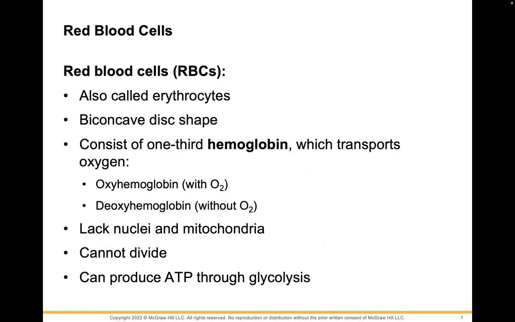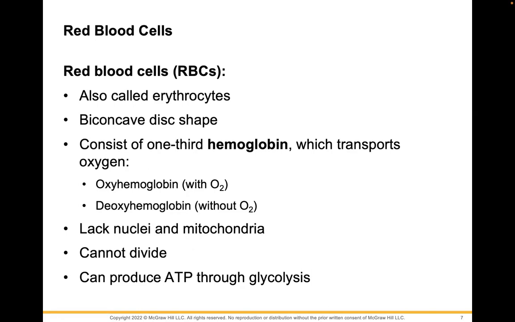Now, your red blood cells have a protein in the middle of them called hemoglobin. If it has a lot of oxygen, hemoglobin is called oxyhemoglobin. If it doesn't have a lot of oxygen, has a lot of carbon dioxide, it is now termed deoxyhemoglobin. The red blood cells are anucleated and have no nuclei and no mitochondria. They cannot divide, so after they die, they have to be recycled.